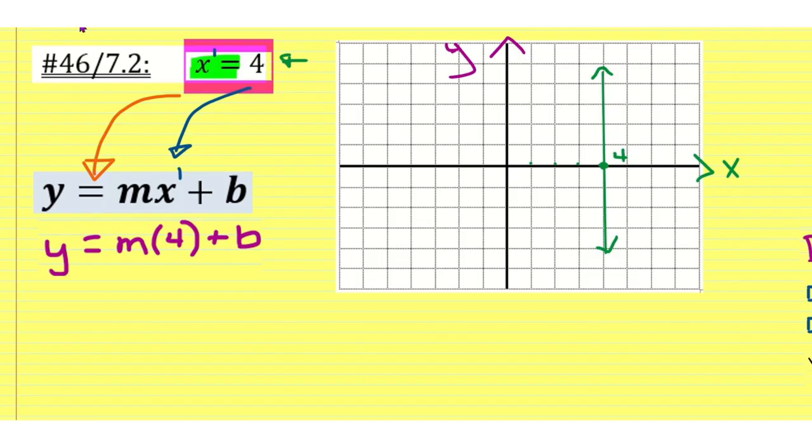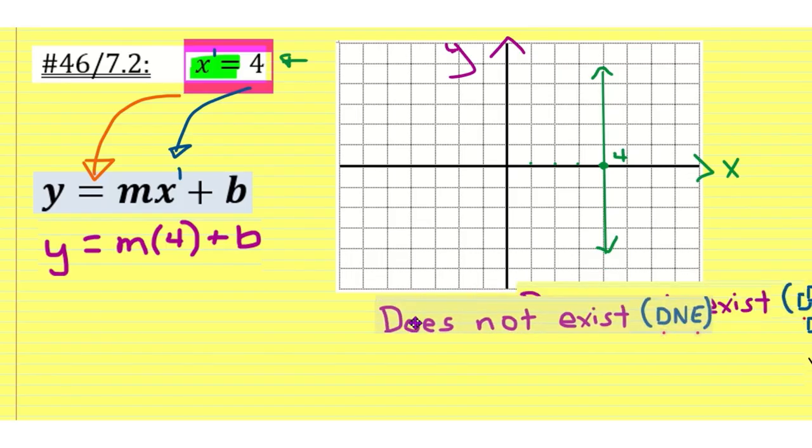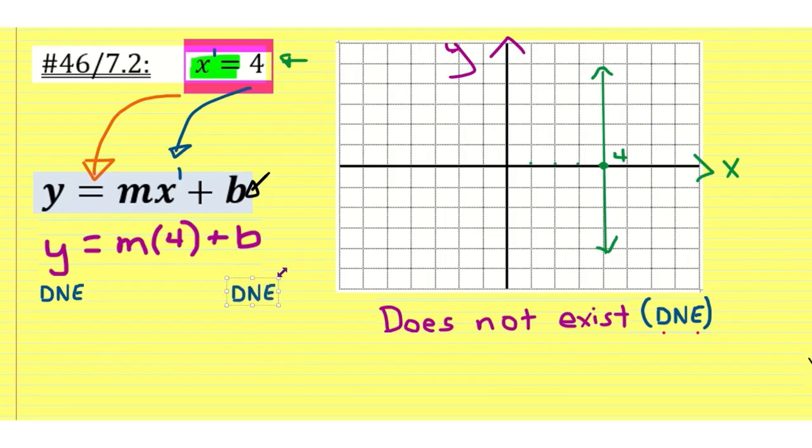So we need to be aware of this concept that something does not exist. Any point on that y-axis is never going to exist on this vertical line passing through the x-axis at 4. So that means that we can say that this y in our slope-intercept form does not exist. Well, the b is a y-intercept, so it's also talking about a point on the y-axis. Well, it is also not going to exist. The b does not exist.